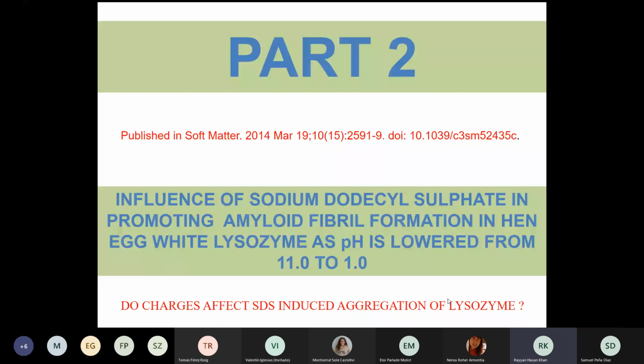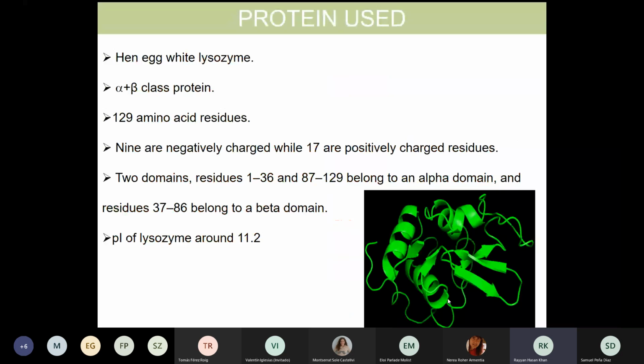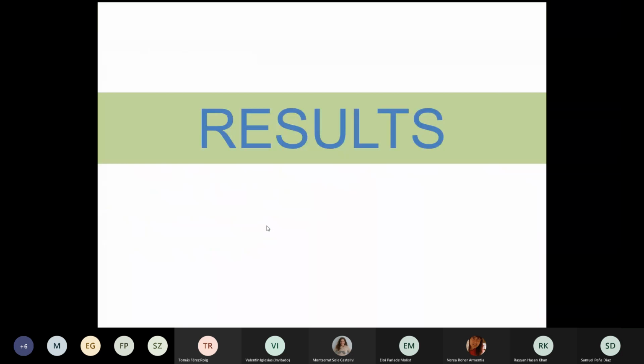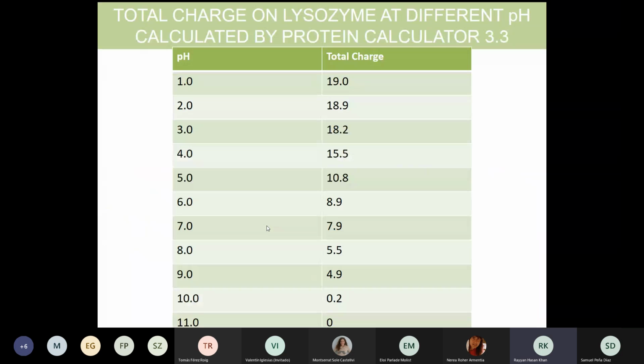Now, the protein that is being taken is hen egg lysozyme. This is an alpha-beta class of protein. The only important point regarding our presentation is that this protein has a pI of around 11.2. Now, coming to the result part.